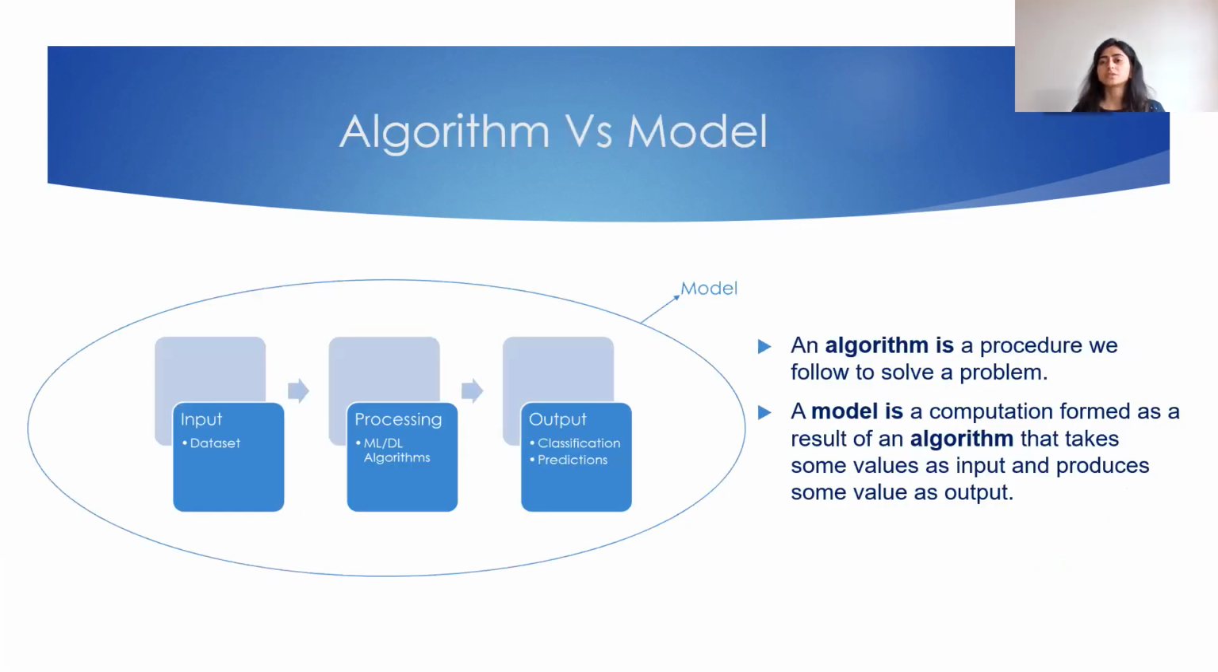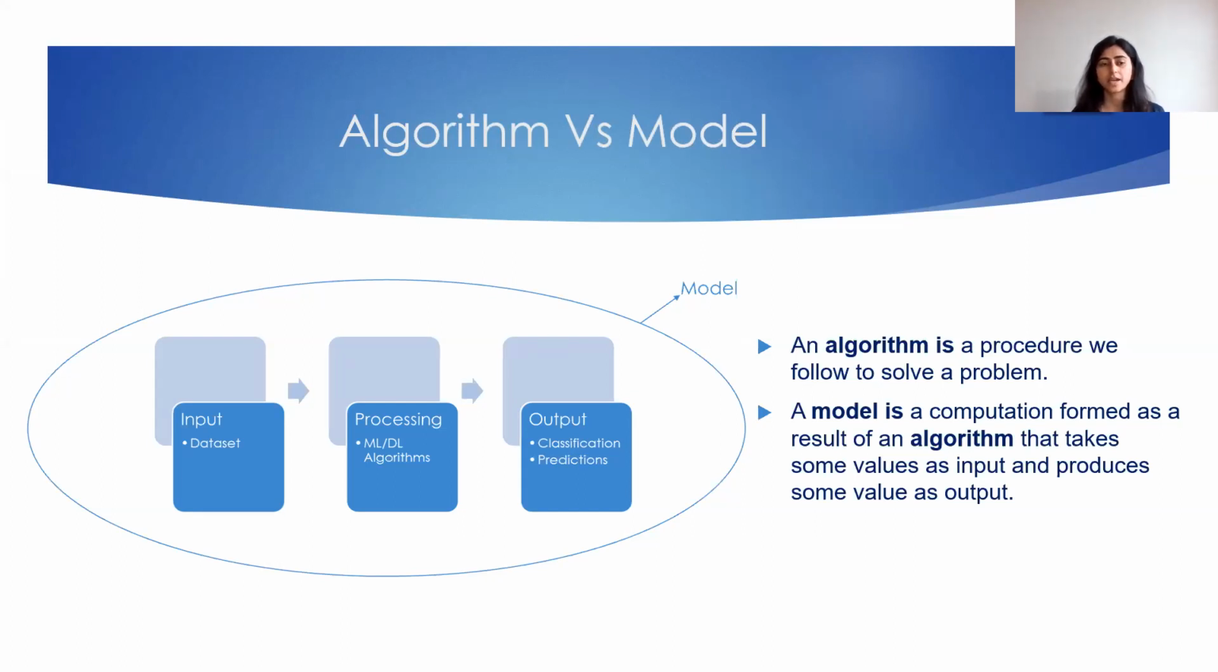So before going forward, there is some confusion between algorithm and model. So what exactly is the algorithm and what is the model? What is the difference between them? An algorithm is basically the set of steps or the procedure which we follow to solve the problem. And a model is the overall set with the input, algorithms, and the output.